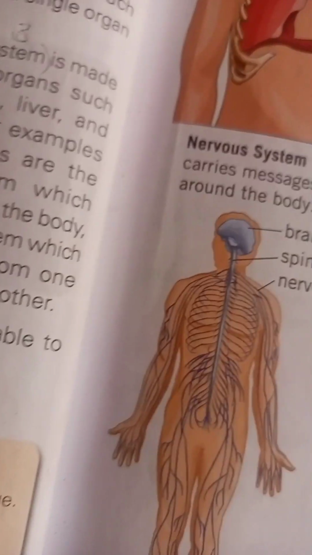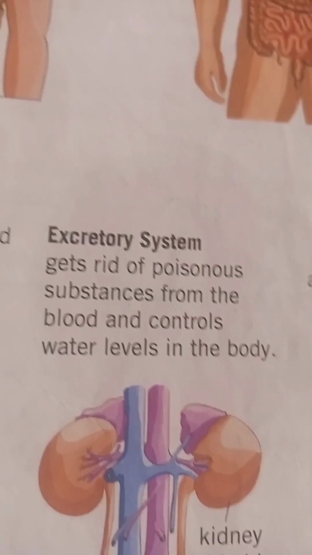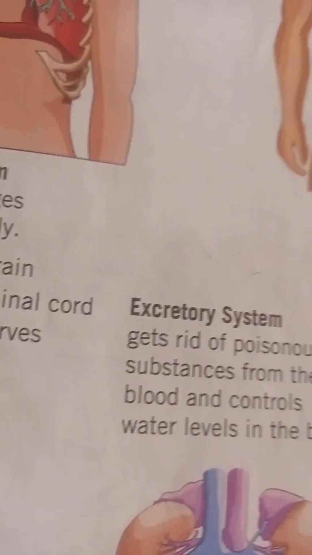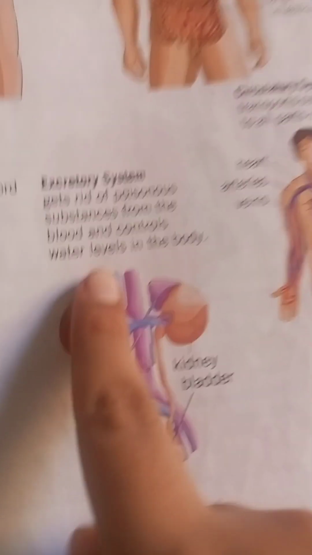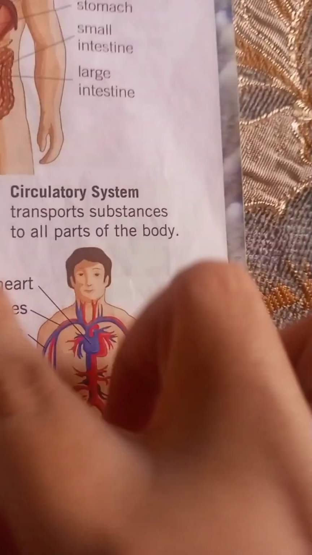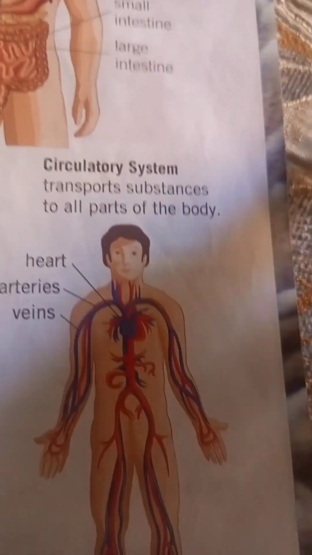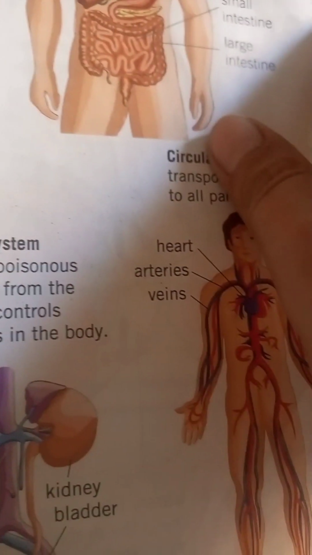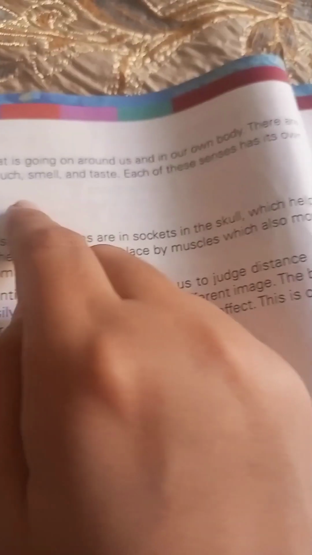The nervous system carries messages around the body. The excretory system gets rid of poisonous substances from the blood and controls water levels in the body. And then the circulatory system transports substances to all parts of the body, such as blood and more things.